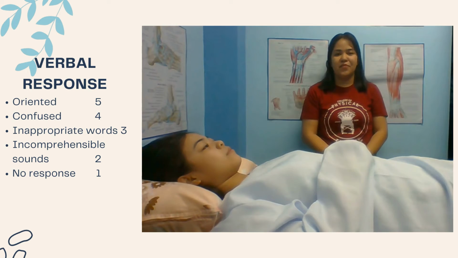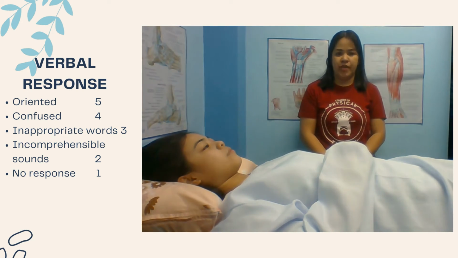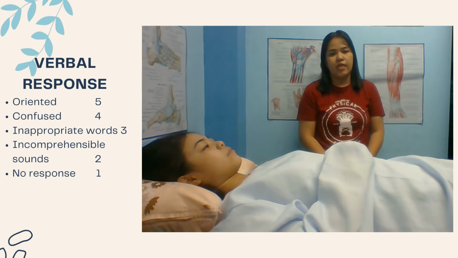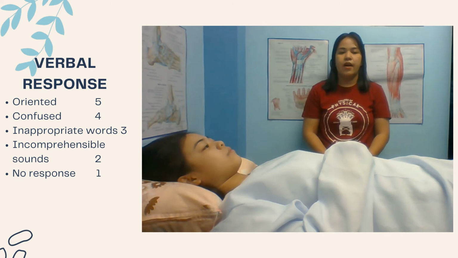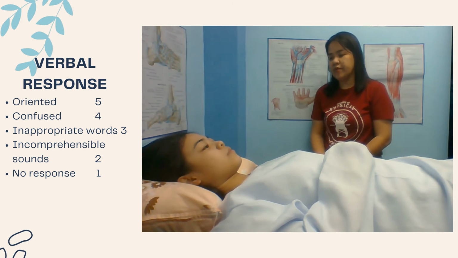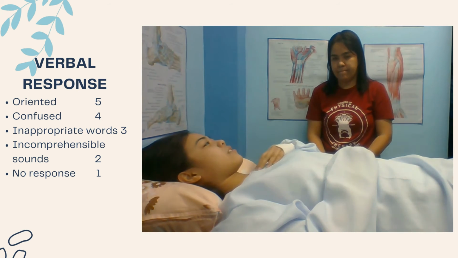Okay, next, verbal response. The verbal response is scored from 1 to 5. Here, we can create a conversation with the patient. If the patient is actively in normal conversation, the score is 5, which means the patient is oriented and can answer simple questions. How are you feeling? I have a headache and I'm feeling nauseous.